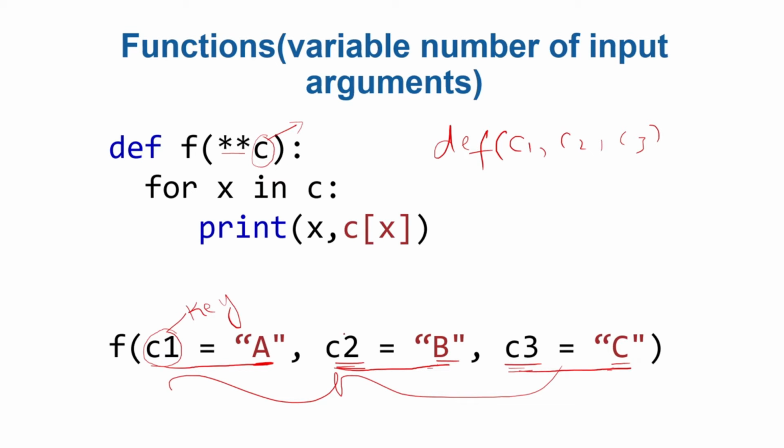This is key, this is value, this is key, this is value, this is key, this is value. This X points to the first key, then C of X points to the value based on the key X, and then X points to the second key, then the second value, and so on. That is a very simple procedure. You are just printing all the variable names and their values, but you can do very complicated processing if you want to.